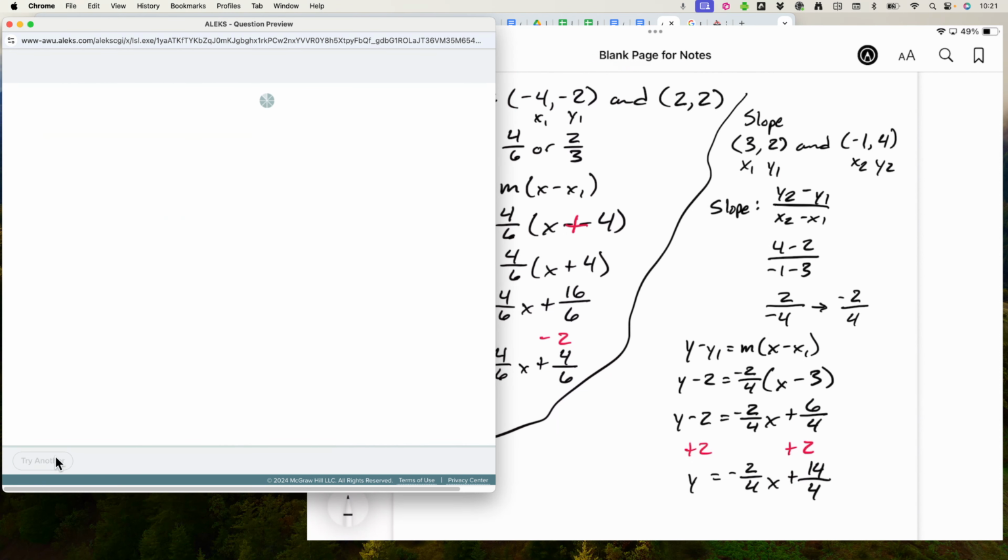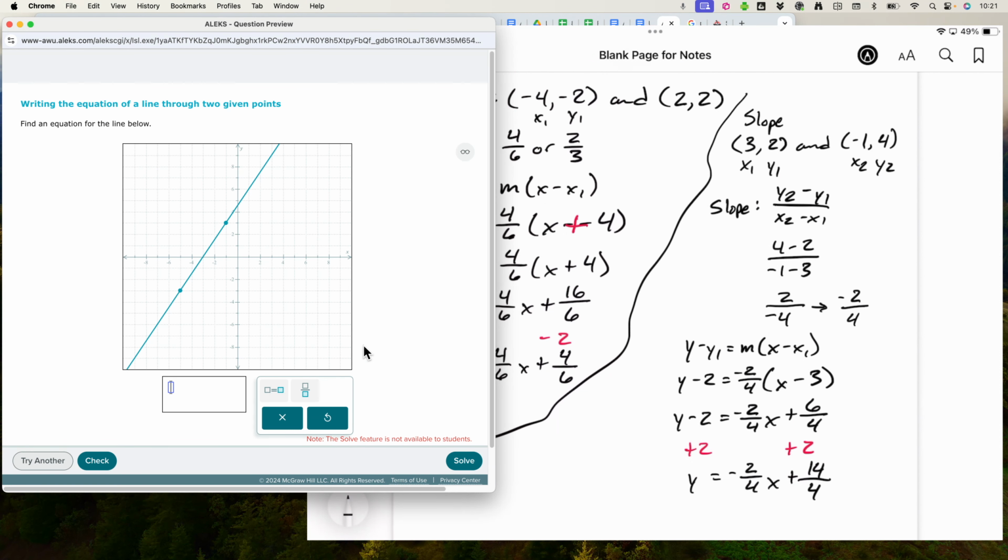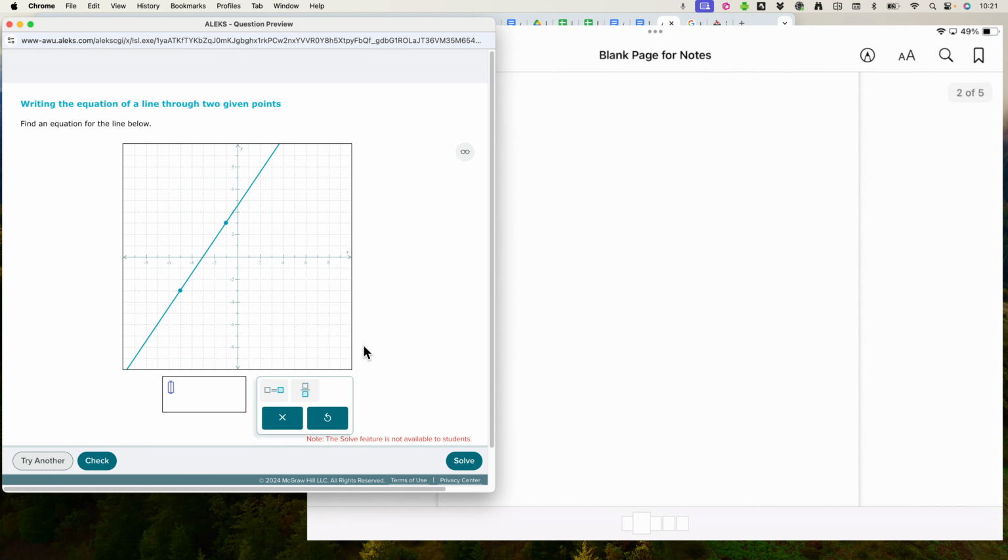We'll do a couple more, one graph and one pair of points. So for this graph, again, we can just count the slope on the graph. If it's easier for you to use the points and do the slope formula, you can do that. I will choose just to count it. So up 1, 2, 3, 4, 5, 6, and to the right 1, 2, 3, 4. So my slope here is going to be 6 over 4.